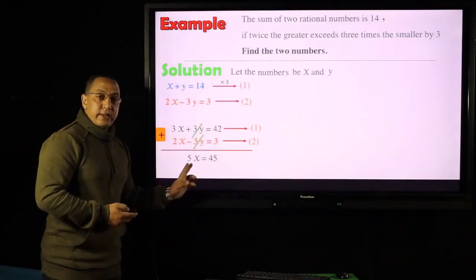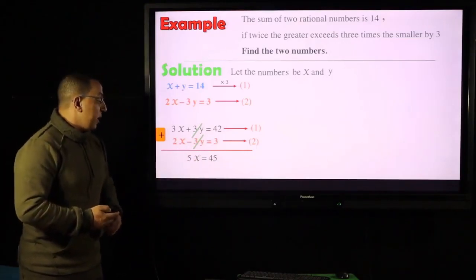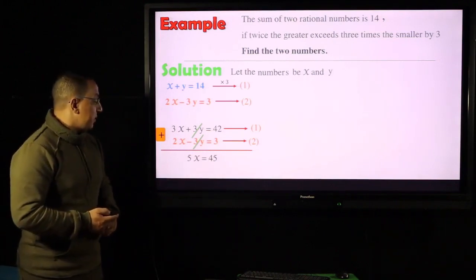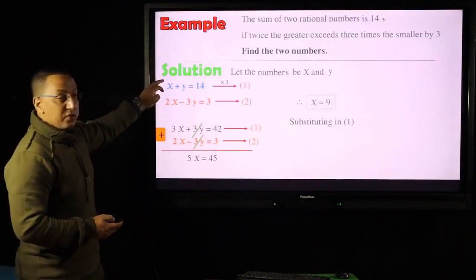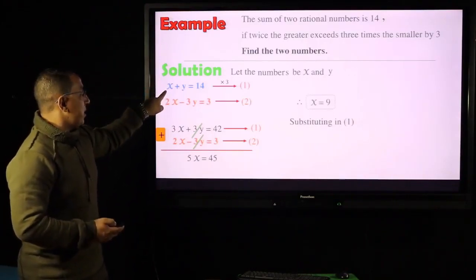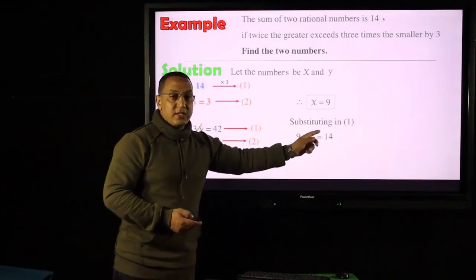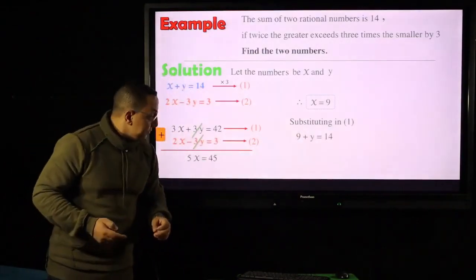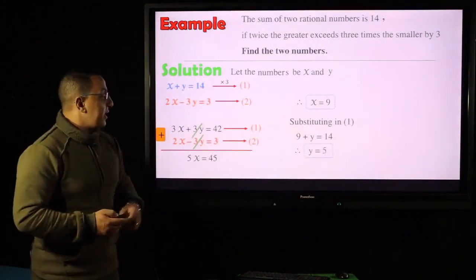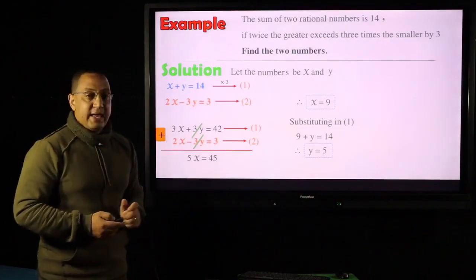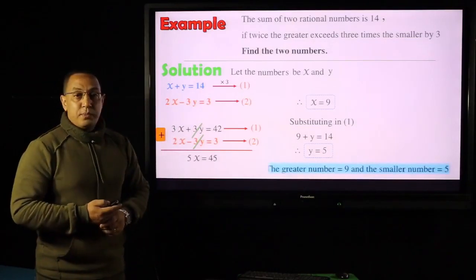Now I'm going to send 5 to the right side with division. So x equals 45 divided by 5 equals 9. And by substituting in equation 1, I'm going to write here 9 plus y equals 14. So I'm going to send 9 to the right side with minus, so it will be 14 minus 9 equals 5. Finally, the two numbers are 9 and 5, and this is the solution of this word problem.